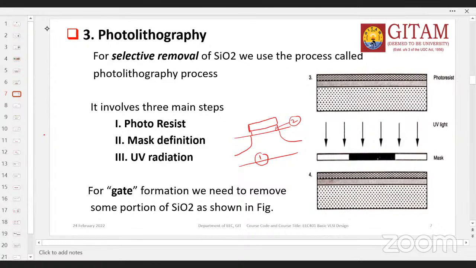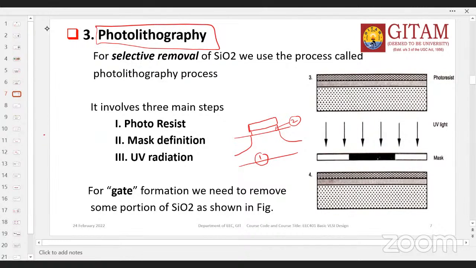Therefore I have to remove some portions of the field oxide. I have to form the gate oxide at that particular place. So for that, I need to remove the selected portion of the field oxide, right? I need it in the middle, so the field oxide in that middle part must be removed. We can call it a selective removal of silicon dioxide. If you want to do that, we are going to use a technique called the photolithography process.